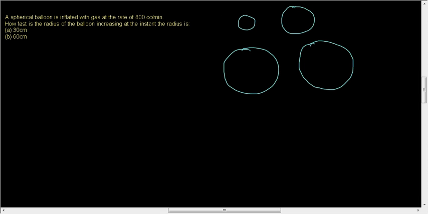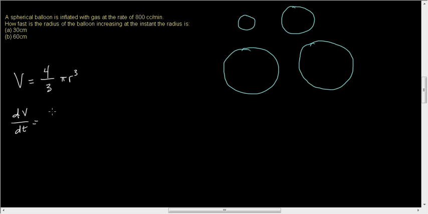So we're just going to use that to check ourselves. How fast is the radius of the balloon increasing? It is being inflated at a rate of 800 cubic centimeters per minute. Cubic centimeters, the cube refers to the volume. The volume of a sphere is given by 4/3 pi r cubed. So that being the case, let's go ahead and take the time derivative of both sides.